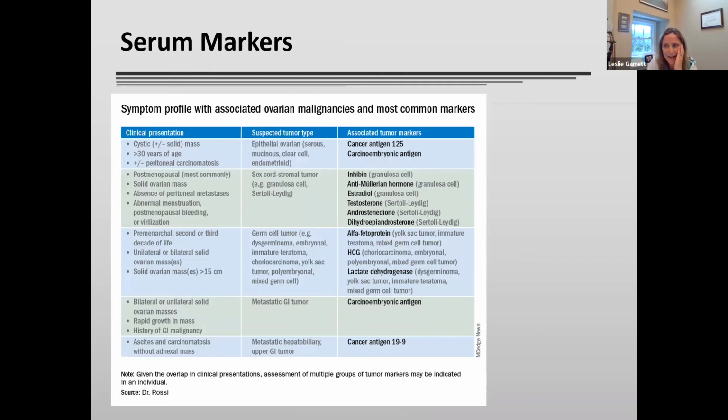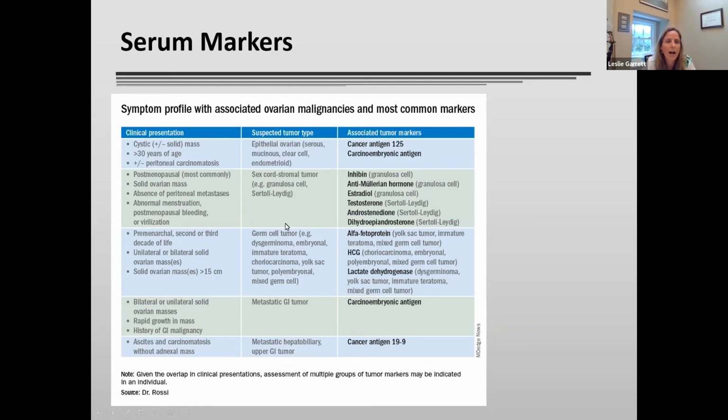So we're going to step away from imaging and look into some of the serum markers we have. Again, these are some of the most common markers associated with ovarian malignancy. So you have a solid cystic mass, they're over 30, maybe they're starting to see something on the ultrasound, some free fluid. So now you're starting to think epithelial ovarian cancers, and what are the markers for these? This is where CA-125 comes into play, sometimes CEA and sometimes CA-19-9 to distinguish between mucinous versus serous type. And we'll talk a little bit more.